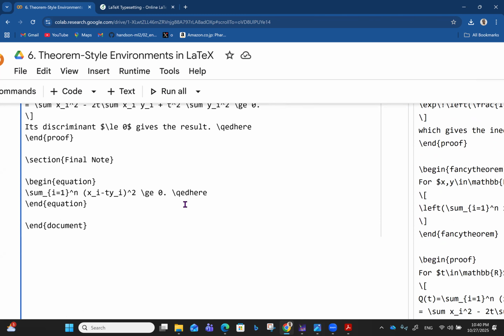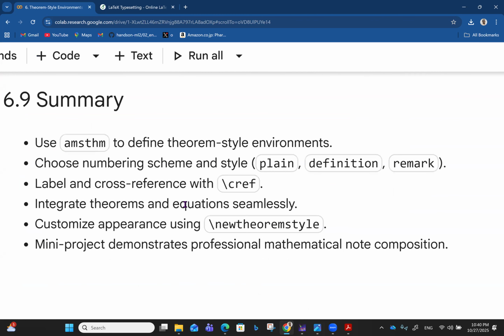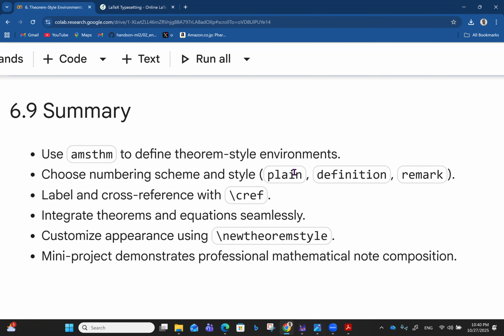Okay, so with that in place, let's remember in summary: use amsthm to define theorem-style environments. Choose the numbering scheme and style, maybe plain, definition, or remark. Then label and cross-reference with cref. You can integrate theorems and equations seamlessly, like we saw in our mini project. You can customize appearance using newtheoremstyle, just like we saw for that theorem that came out in capital letters. So you can specify those things. The mini project demonstrates professional mathematical notes composition. With this, I come to the end of this interesting video about theorem style environments in LaTeX.